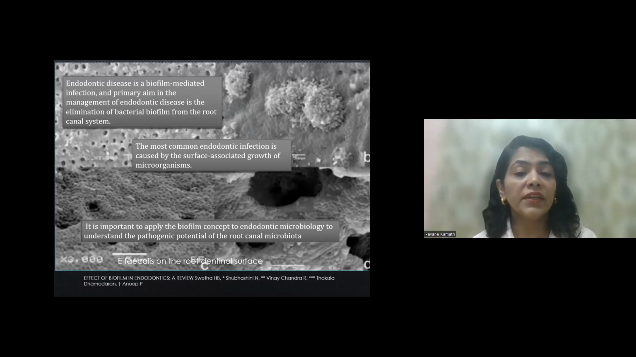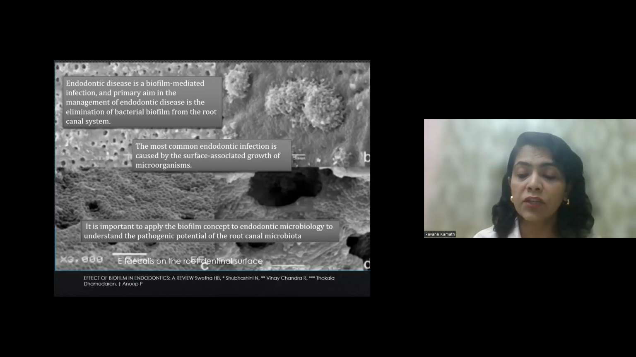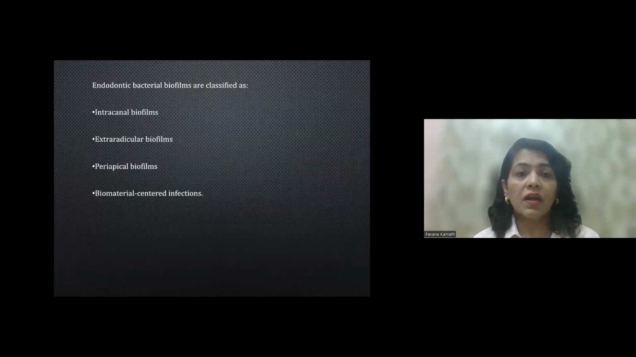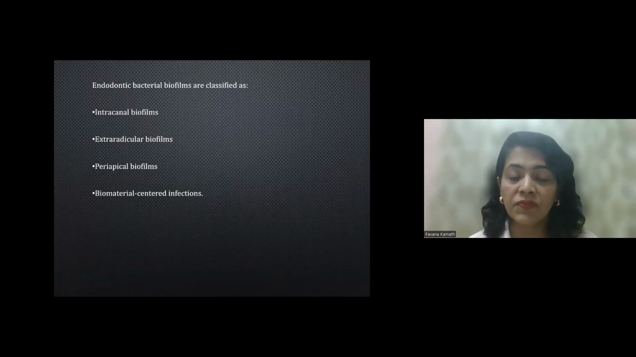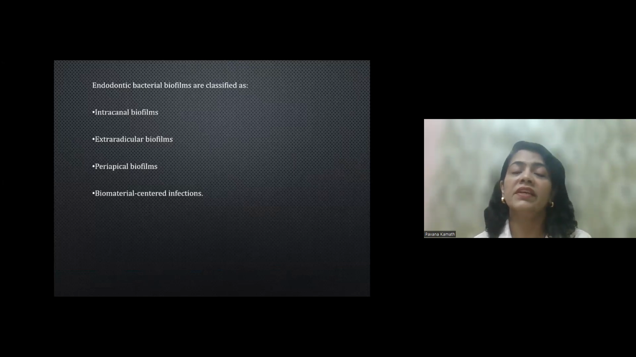The most common endodontic infection is caused by surface-associated growth of microorganisms, and it is important to apply the biofilm concept to endodontic microbiology to understand the pathogenic potential of the root canal microbiota. You have to encounter endodontic biofilms as intracanal biofilms, extraradicular biofilms, periapical biofilms, and biomaterial-centered infections.